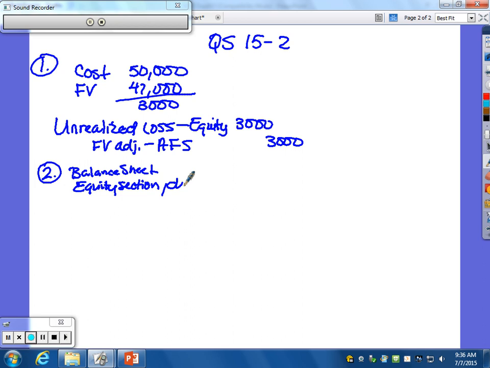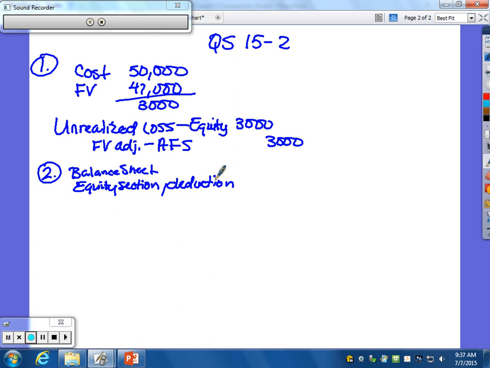What about fair value adjustment available for sale? What financial statement? If you just told me unrealized loss equity was on a balance sheet, wouldn't you think that the fair value adjustment is going to be on that same statement? Yes, so it's going to be on the balance sheet as well. What section is it going to be in? Current asset? Fair value adjustment available for sale.